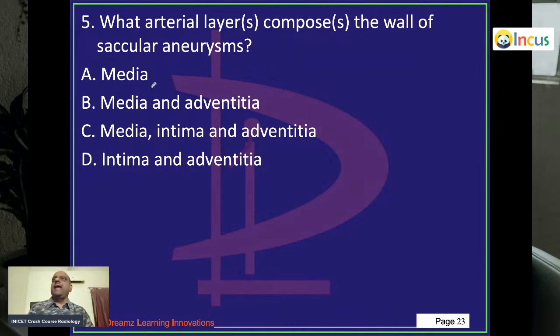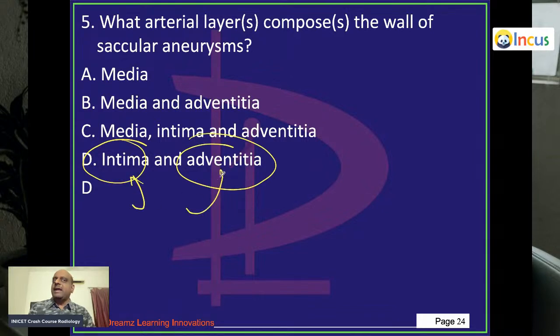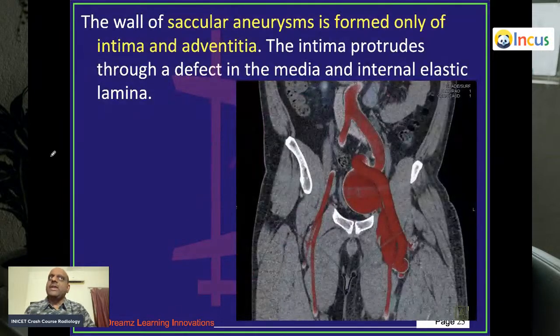Which arterial layer composes the wall of the saccular aneurysm? It is the intima and adventitia. Intima and adventitia compose the wall of the saccular aneurysm.